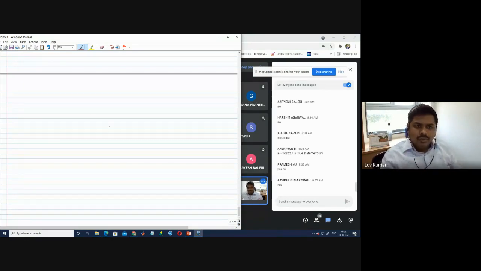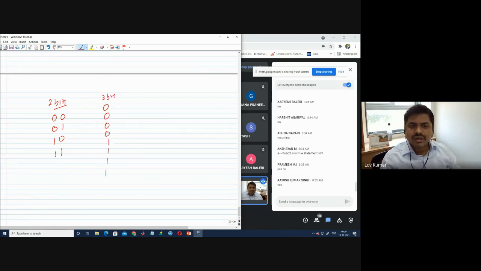Now you can see in the signed number, first we are taking the 2-bit number. What are the possible combinations? 00, 01, 10, 11. Then we are taking a 3-bit number. How many combinations can we write? 8 different combinations. 000, 001, 010, 011, 100, 101, 110, 111. If we are taking 4 bits, that is sufficient.